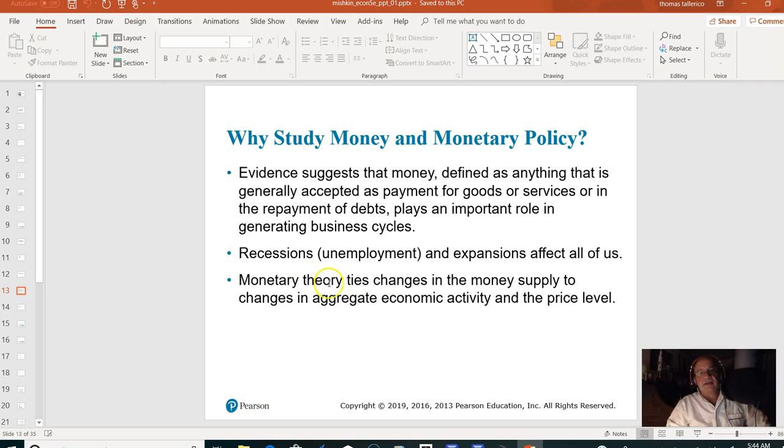So monetary policy: the monetary policy of the Fed tries to tie money supply changes to the aggregate activity in the economy. If the economy is overheating, what they're going to do is basically raise interest rates.